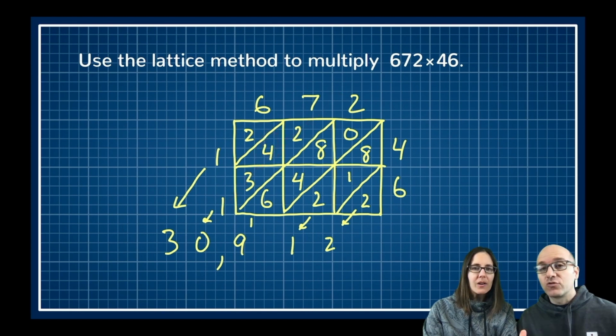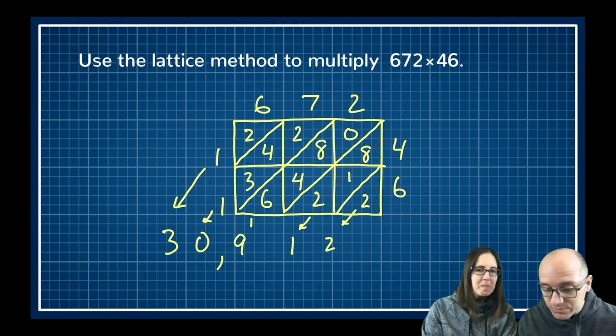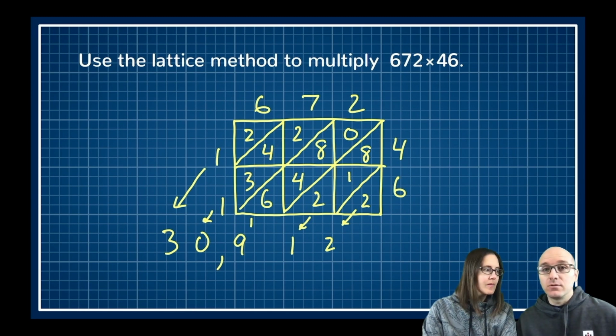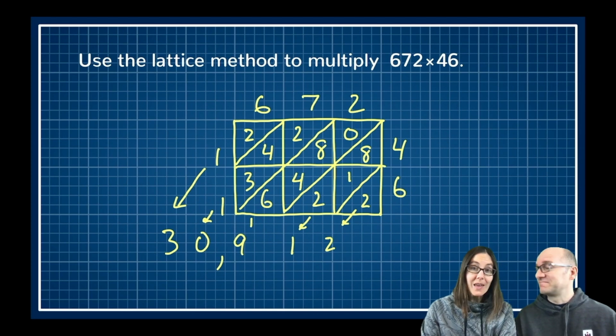Oh, wow. Yeah. Okay. So by arranging our work in this order, we are actually grouping each place value along these diagonals. And will this work every time? Yes, it will. So that's lattice multiplication.